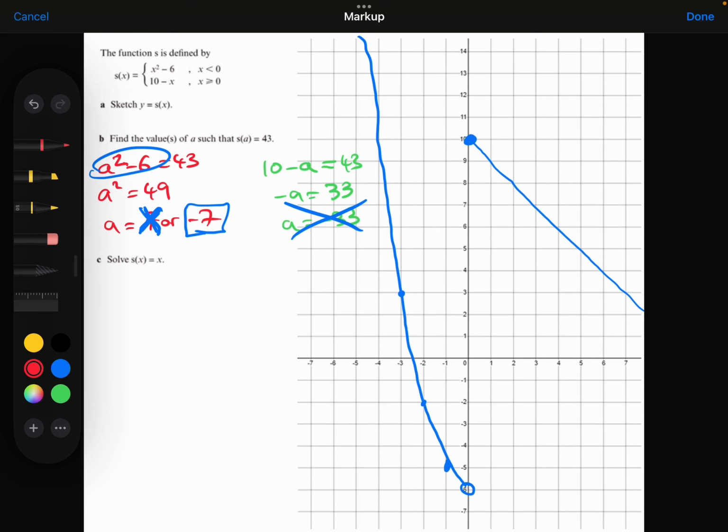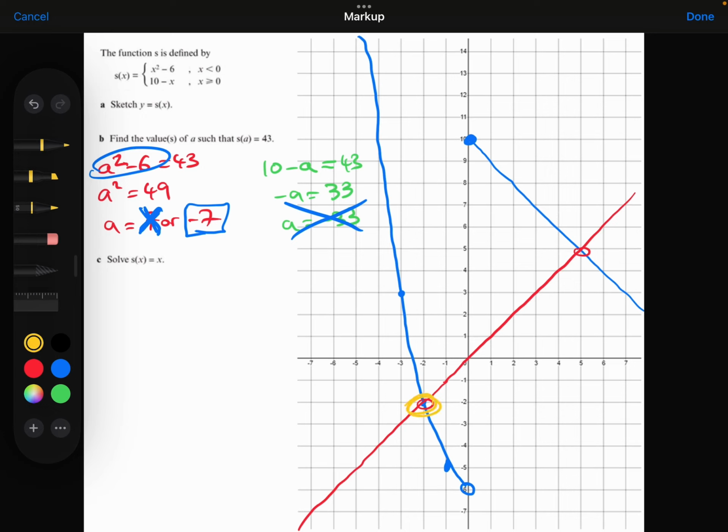Part C says to solve s of x is equal to x. So let me draw the graph of y equals x onto my graph, and then I can see if and where that s of x intersects with x. So y equals x looks something like this. So it looks like they intersect in 2 places, and I can probably read those coordinates off, but let's just solve it algebraically to be super careful in case my sketch is not quite accurate.